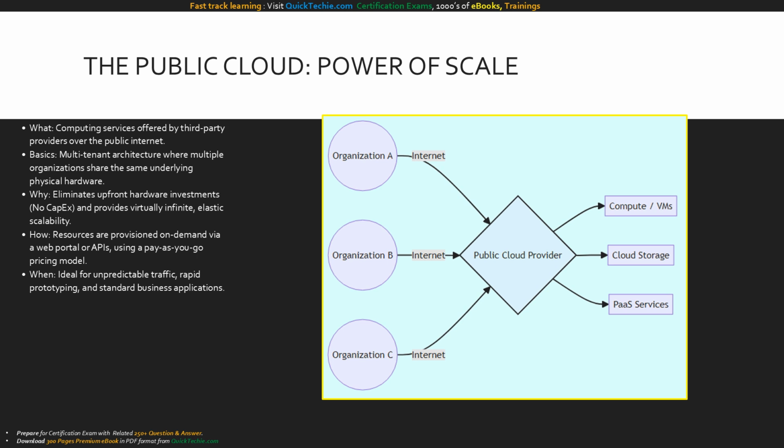The magic here is logical isolation. Even though these organizations are sharing the same massive data center and potentially even the exact same physical server rack, their data and applications are strictly logically isolated from one another by the cloud provider's hypervisor and security controls. This architecture is what allows cloud providers to achieve massive economies of scale, driving down costs for everyone while maintaining enterprise-grade security and reliability. It is a shared, yet highly secure, ecosystem.